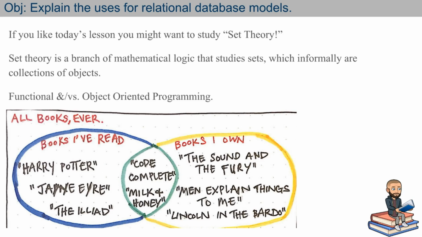And if you liked today's lesson, you might want to study something called set theory. Set theory is a branch of mathematical logic that studies sets, and informally, these are just collections of objects. And studying set theory might lead you into studying functional versus object-oriented programming. You can have some functional programming languages acting as an OOP language and vice versa. It just depends on your programming style. And that's why I put the versus there, because people could definitely argue about this subject.